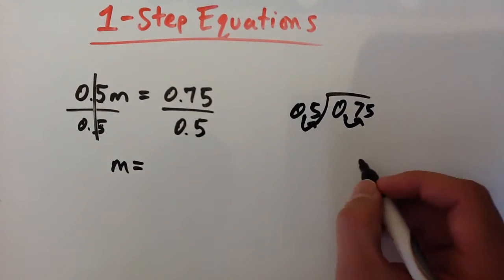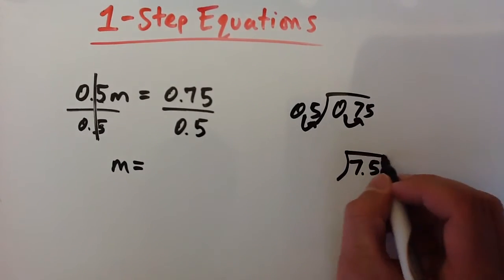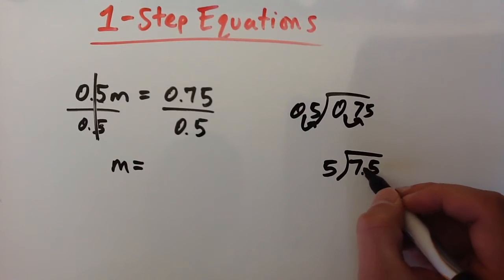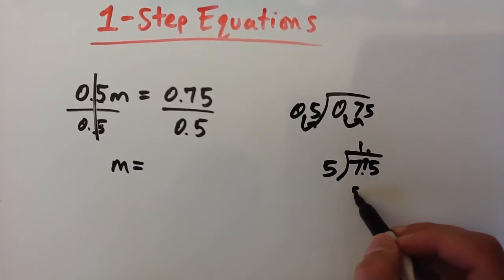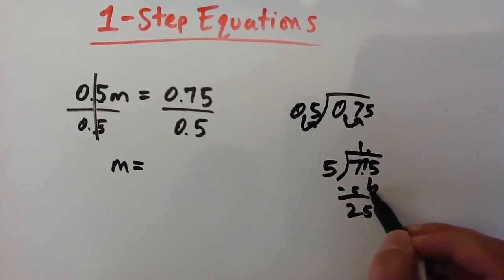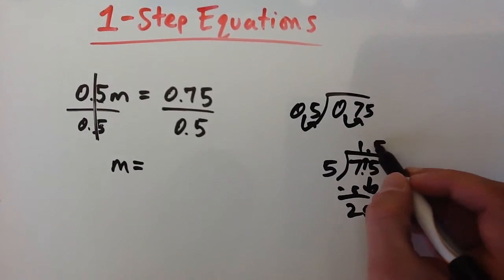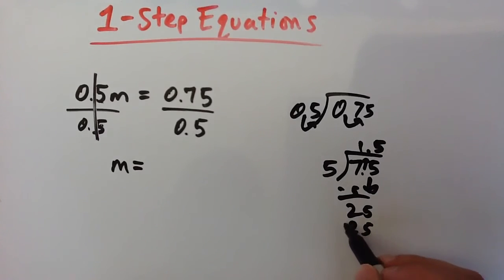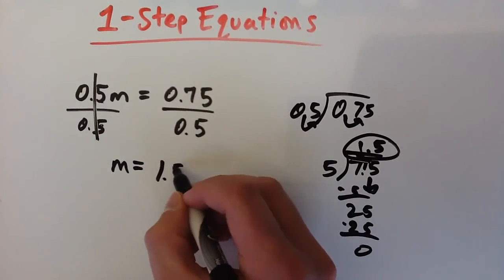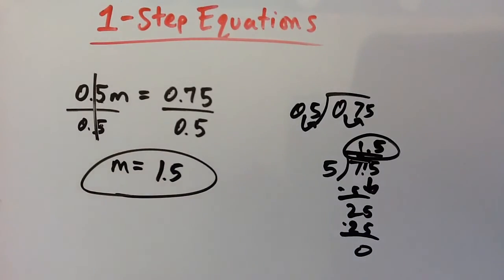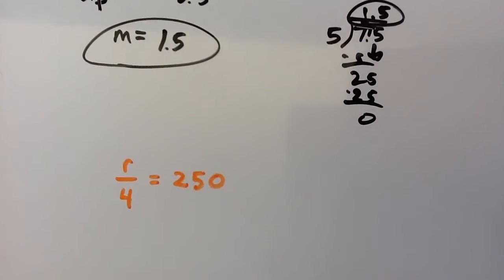So now let's rewrite the problem. I have 7.5 divided by 5. My decimal goes straight up into the answer. 5 goes into 7 one time. You subtract, bring down the 5, and 5 goes into 25 5 times. Right? So you get your answer as 1.5. So m is 1.5. The next one, we have r divided by 4 equals 250.